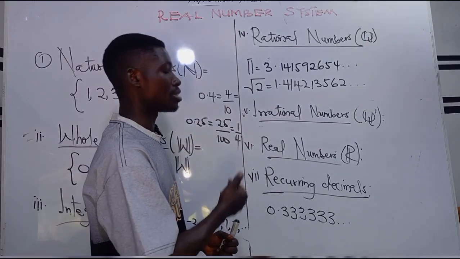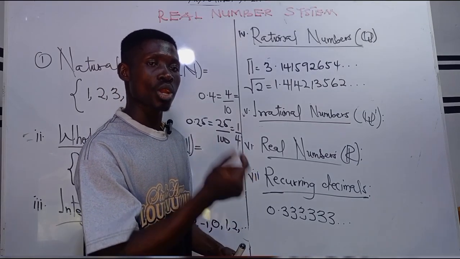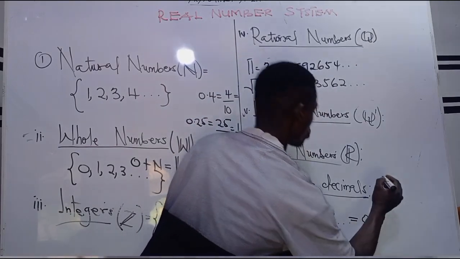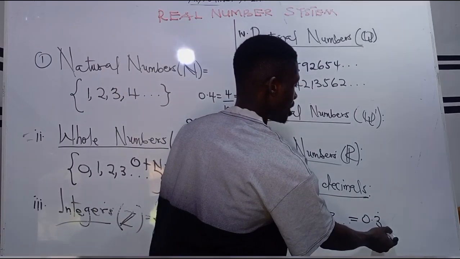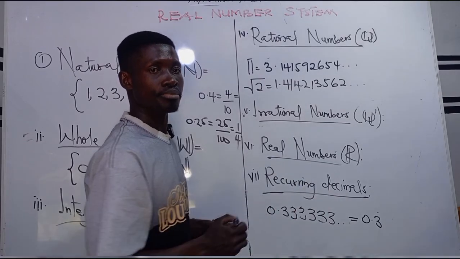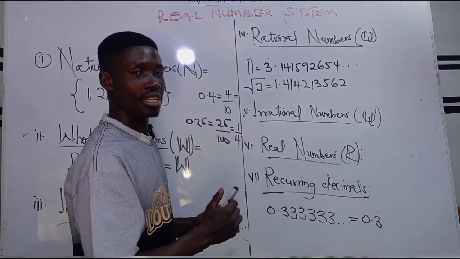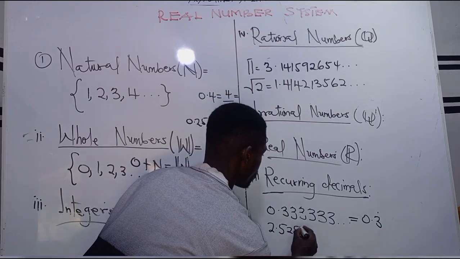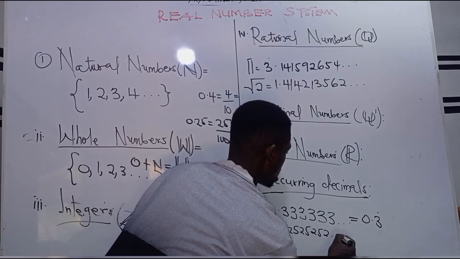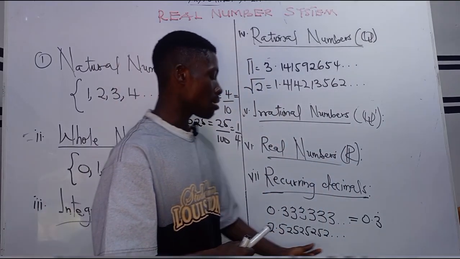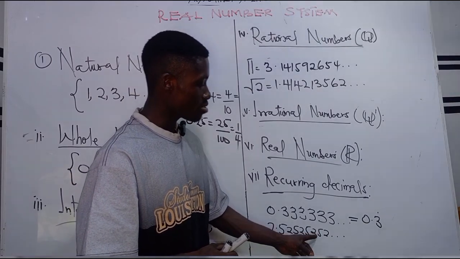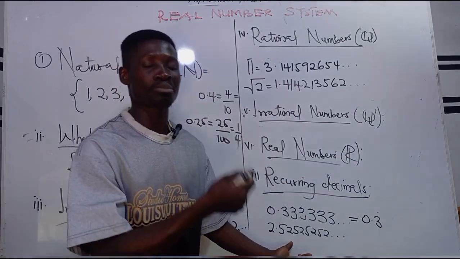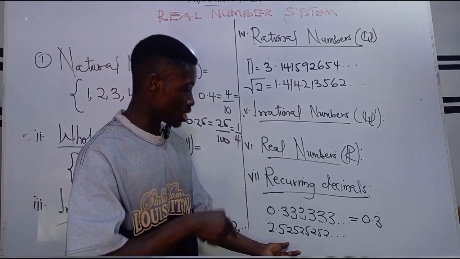Now instead of us writing 0.33333 till thy kingdom come, we can shorten it by writing it as 0.3 with a dot. This will tell you that this number is recurring or repeating. Another example of a recurring decimal or repeating decimal is 2.525252 and so on. You can see that with the decimal part we have 52, 52, 52, 52, 52, 52 in that order. So you can see that this number is a recurring decimal. And the part that recurs or repeats is what? 52.